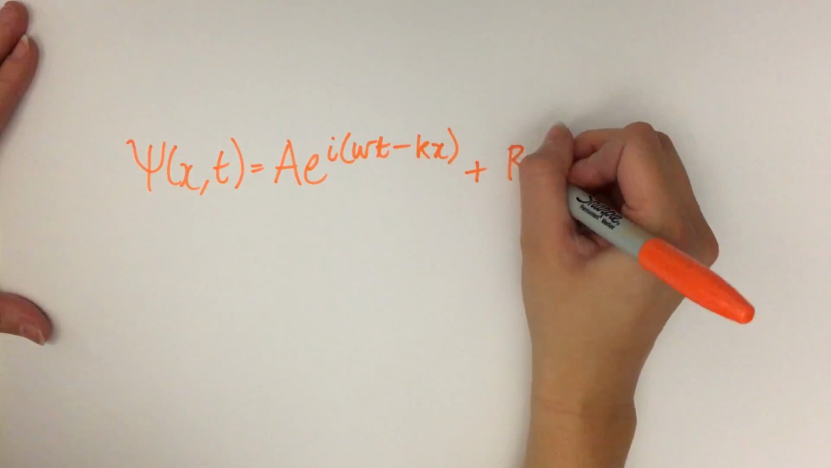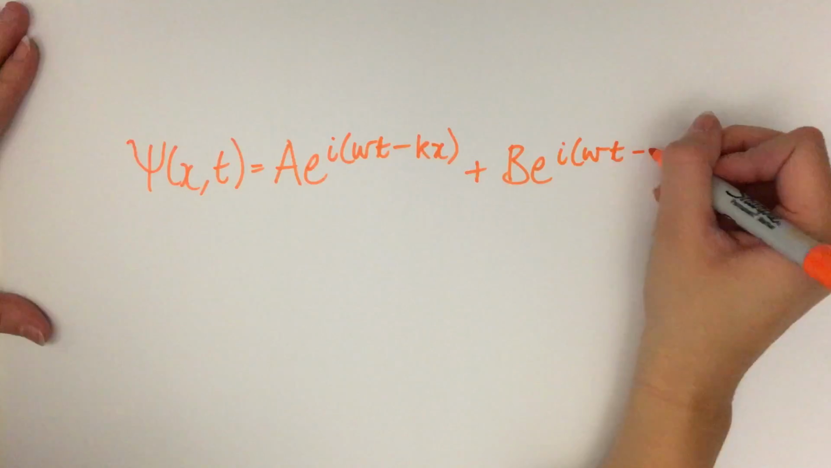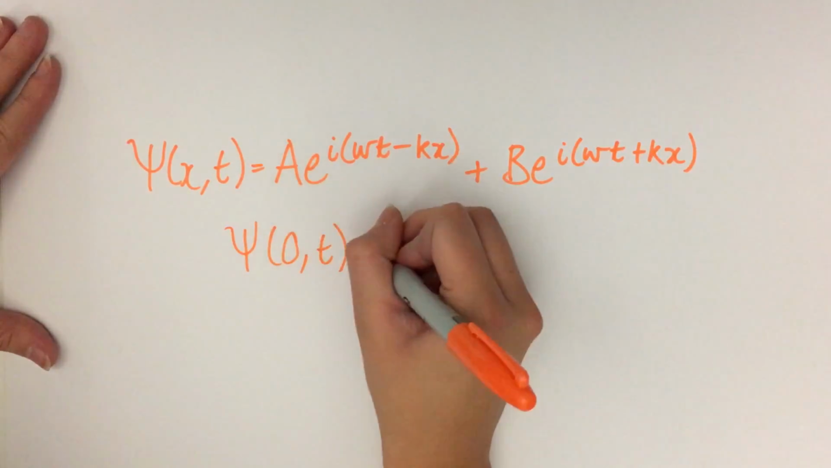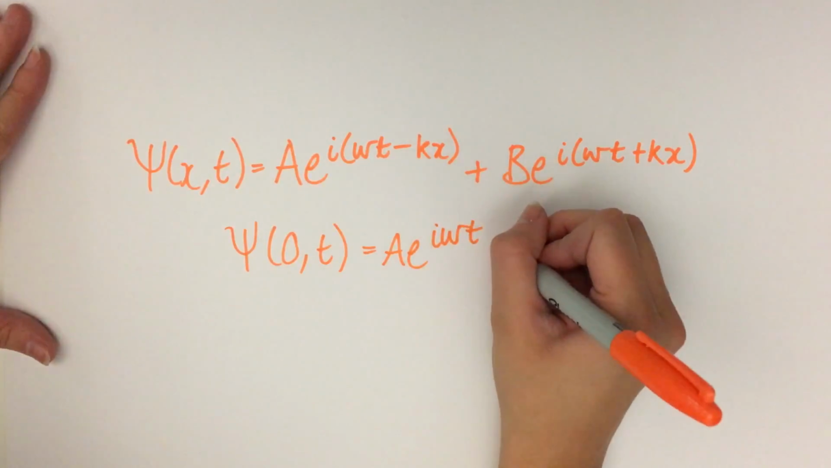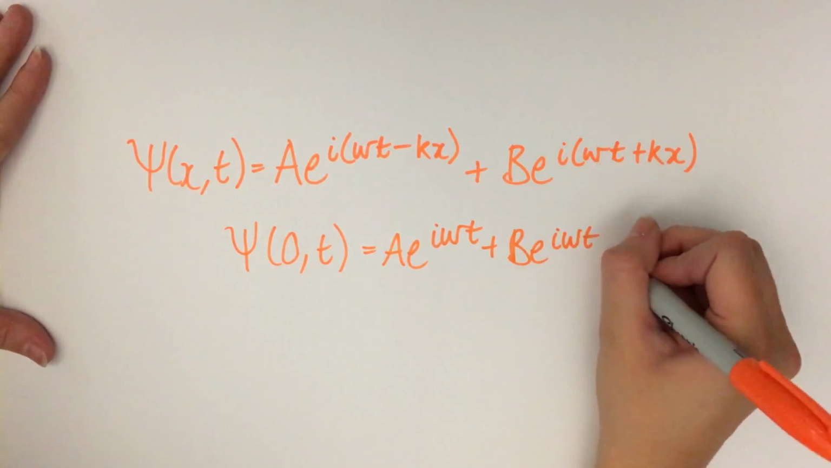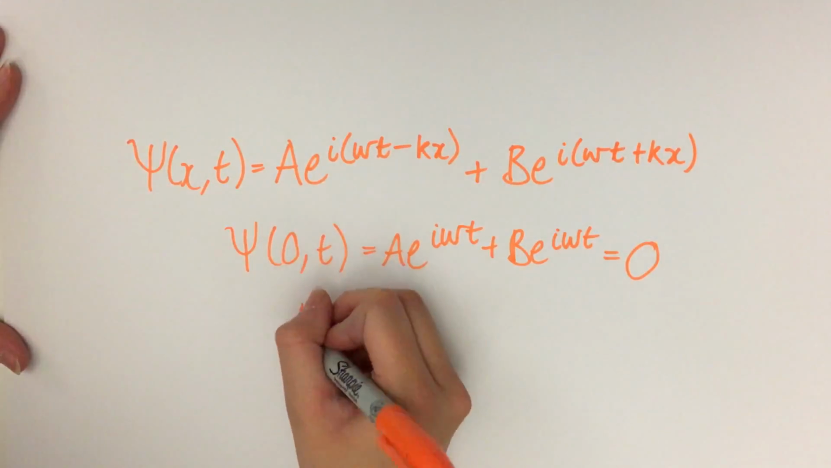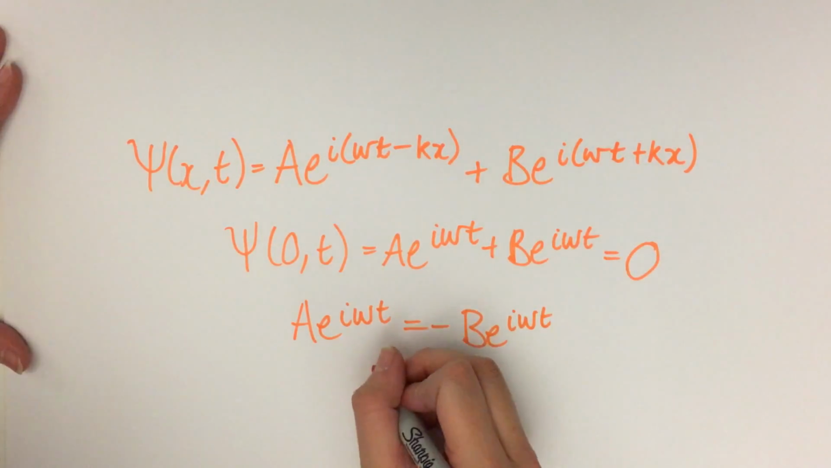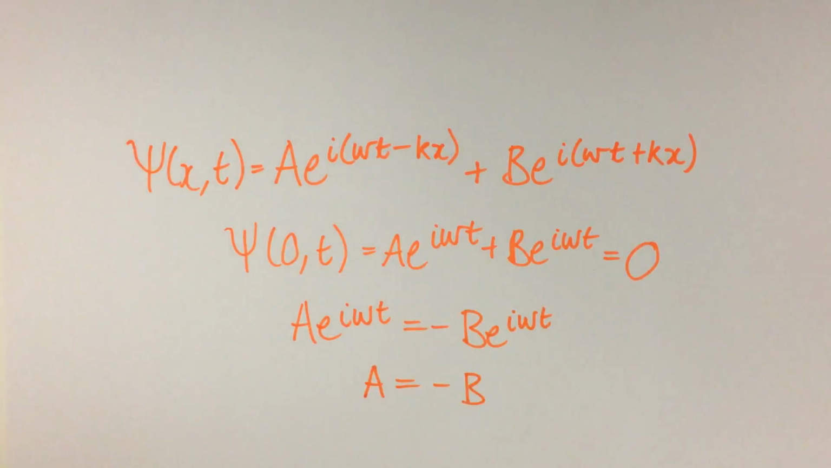To do this, we'll start with a different but equivalent general wave equation, the exponential form, which you should be familiar with at this point as well. Again, just two waves traveling in opposite directions with a position and velocity. We can implement the first boundary condition at x is equal to 0, and with some simple algebra find that a is equal to minus b.